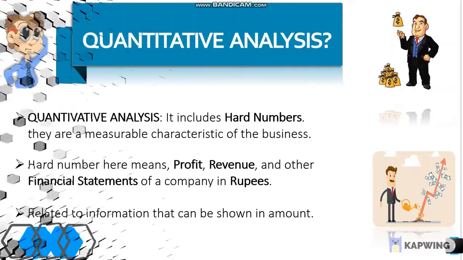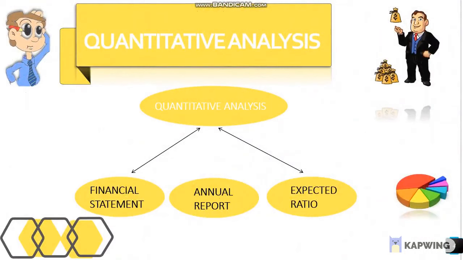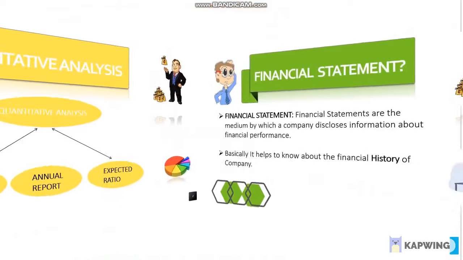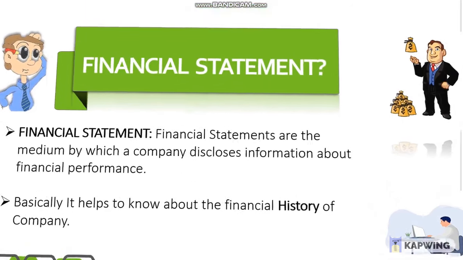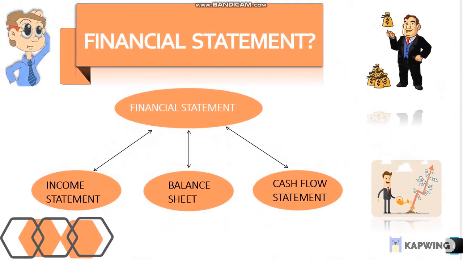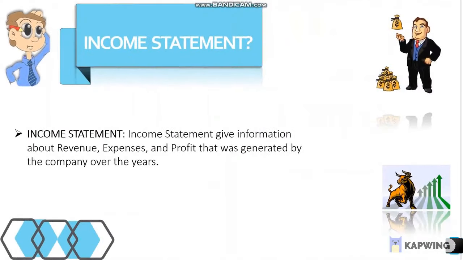Quantitative analysis can be grouped into three categories: financial statement of a company, annual report of a company, and expected ratio of a company. Now let me discuss the financial statement. Financial statements are the medium by which a company discloses information about financial performance. Basically, it helps to know about the financial history of a company. The three most important financial statements are income statement, balance sheet, and cash flow statement. Income statement gives information about the revenue, expenses, and profit that was generated by the company over the year.